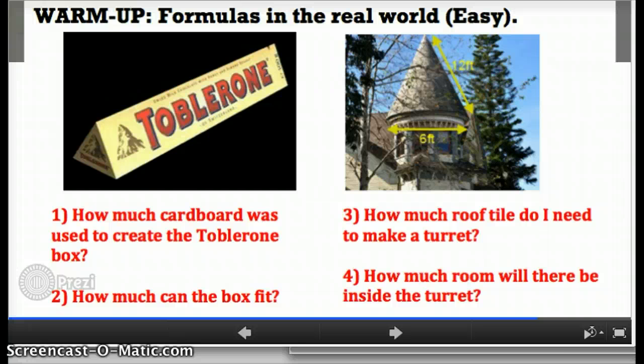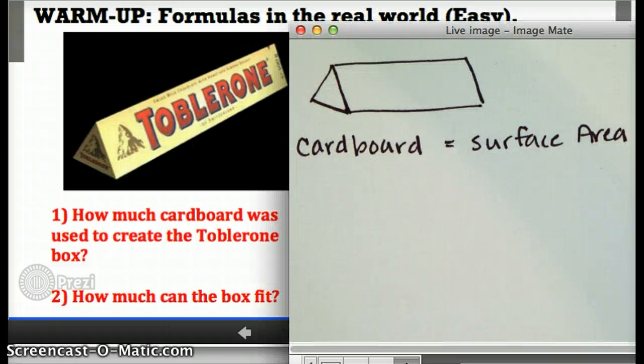Great, so hopefully the volume ones were easy for you, and maybe you used your notes or used Google or something, and that's fine. I imagine the surface area ones might have been slightly more challenging. So let me talk about the surface area. For the surface area of the Toblerone box, cardboard is only on the outside, so it represents surface area. Oftentimes when we try and come up with a formula for surface area, the trick is to kind of separate it into more reasonable pieces.